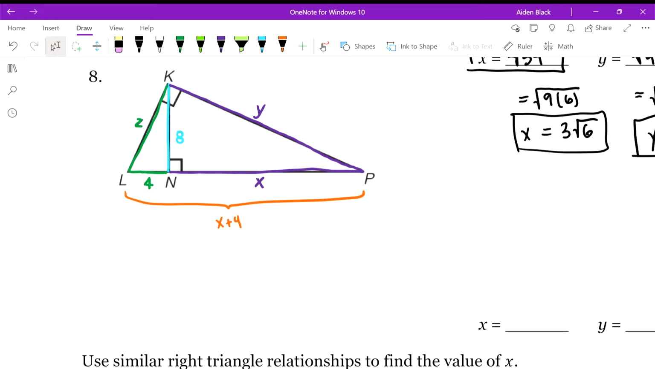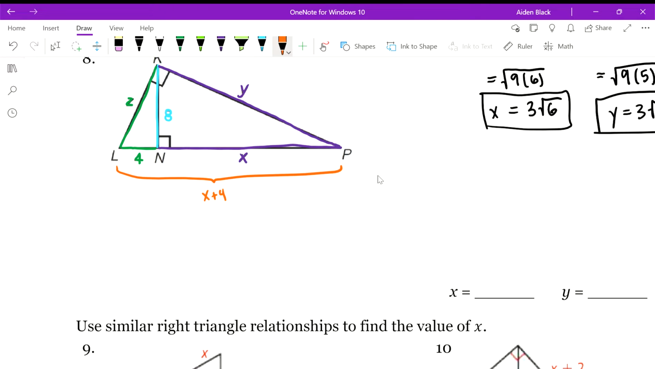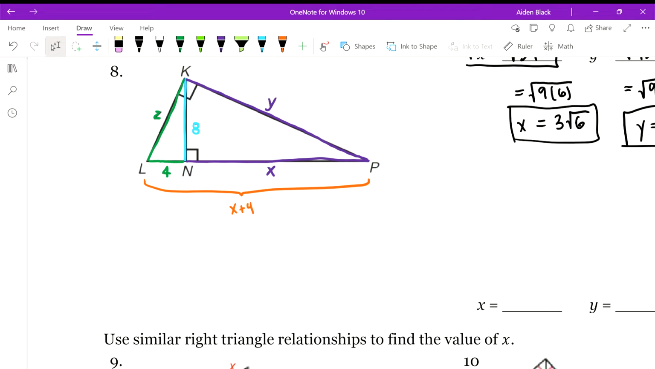Okay, so let's look. I can figure out my part of my leg x because I have my altitude and I have one of the parts of the hypotenuse. So again, if you go back to our formulas or just go back to the notes in general, you know that the altitude squared is equal to the two parts of the hypotenuse multiplied together. So 4 times x, which we can just write as 4x.